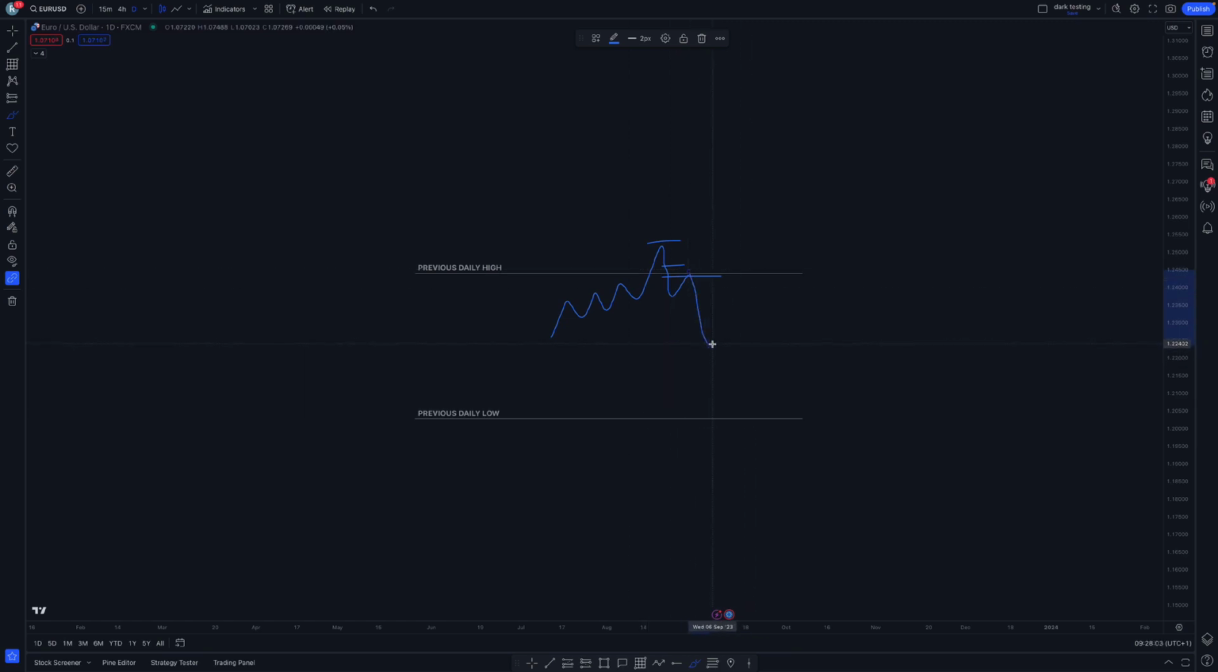Again, if we do get a continuation within New York, we will then look to take another trade during New York. But if we come all the way down to the previous daily lows and then we get a displacement to the upside, we can then look to take a trade long back into the range. So it's a very simple method, really good trading strategy, and it's something that could really change your trading for the better. So let's just jump onto the charts and we will do a little bit of backtesting.